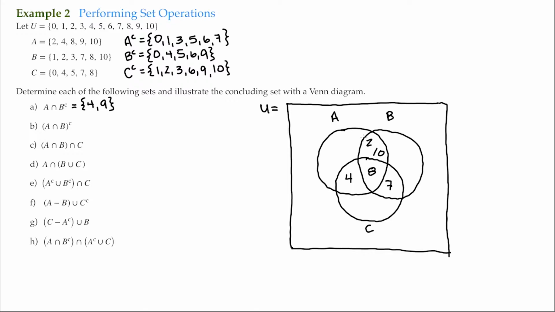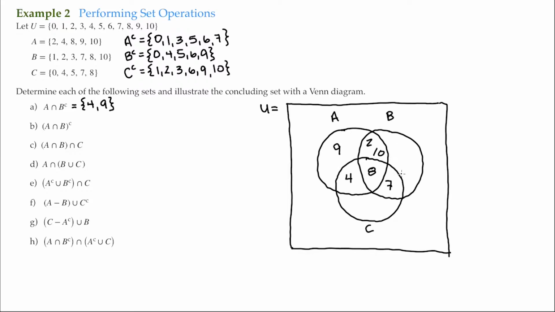Then what I do is I fill in the remaining elements for each subset. So for A, I already have 2, 4, 8, and 10. I still have element 9, so that's going to go out here. And as you can see, there's all the elements for set A: 2, 4, 8, 9, and 10.